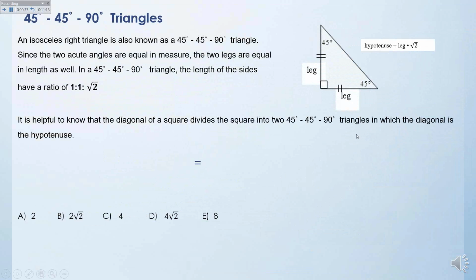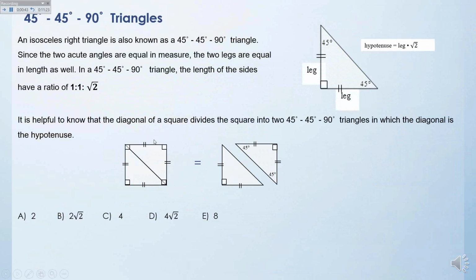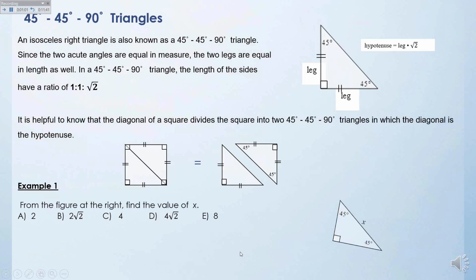So let's see if we can find something that has some numbers for it. We know that if we had a square here and we broke it in 2, we would still have our 45, 45, 90. Do you see that? 45, 45, 90. 2 sides are equal and a right angle there. Okay, so we have a figure here, 45, 45, 90. This is x, and we're looking for the value of x.